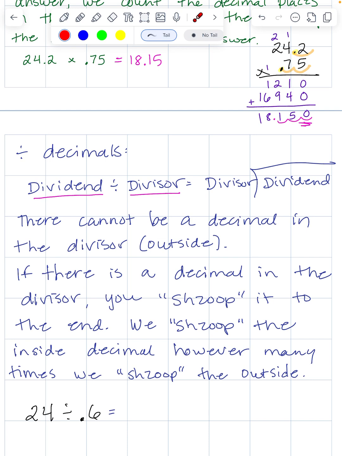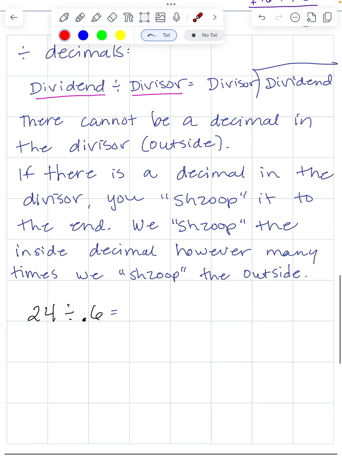There cannot be a decimal in the divisor. So if we have a decimal in that outside number, we need to zoop it away, okay? We zoop it all the way to the end. And just like when we are making equivalent fractions, anything you do to the numerator, you do to the denominator, however many zoops you do to your divisor, you'll do to your dividend.